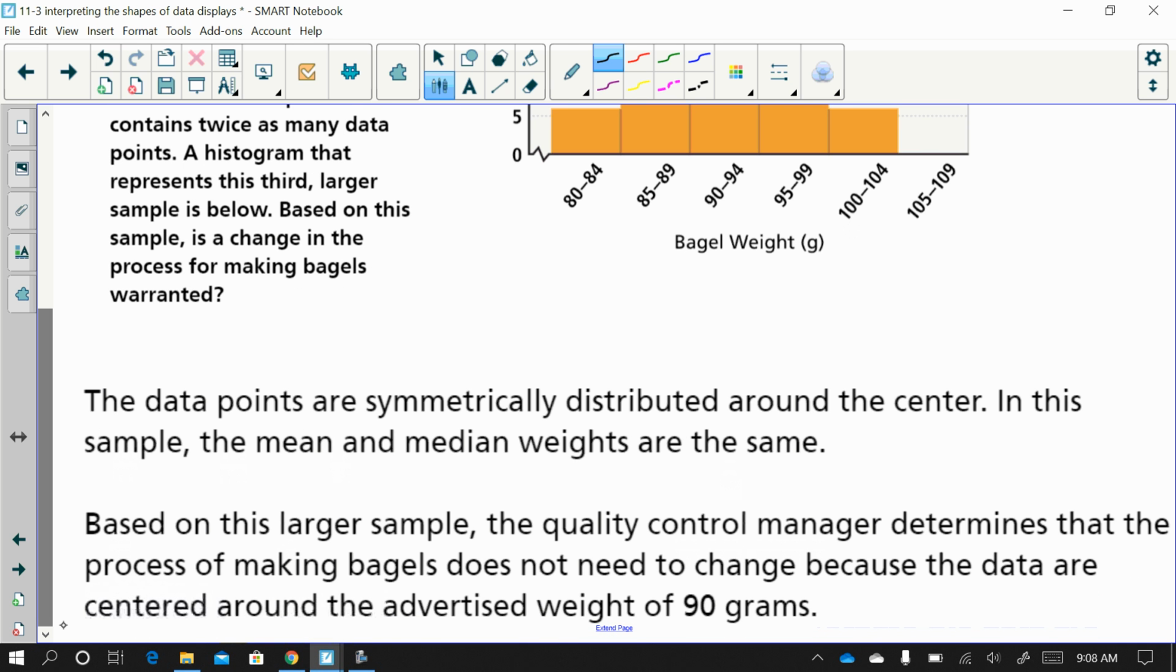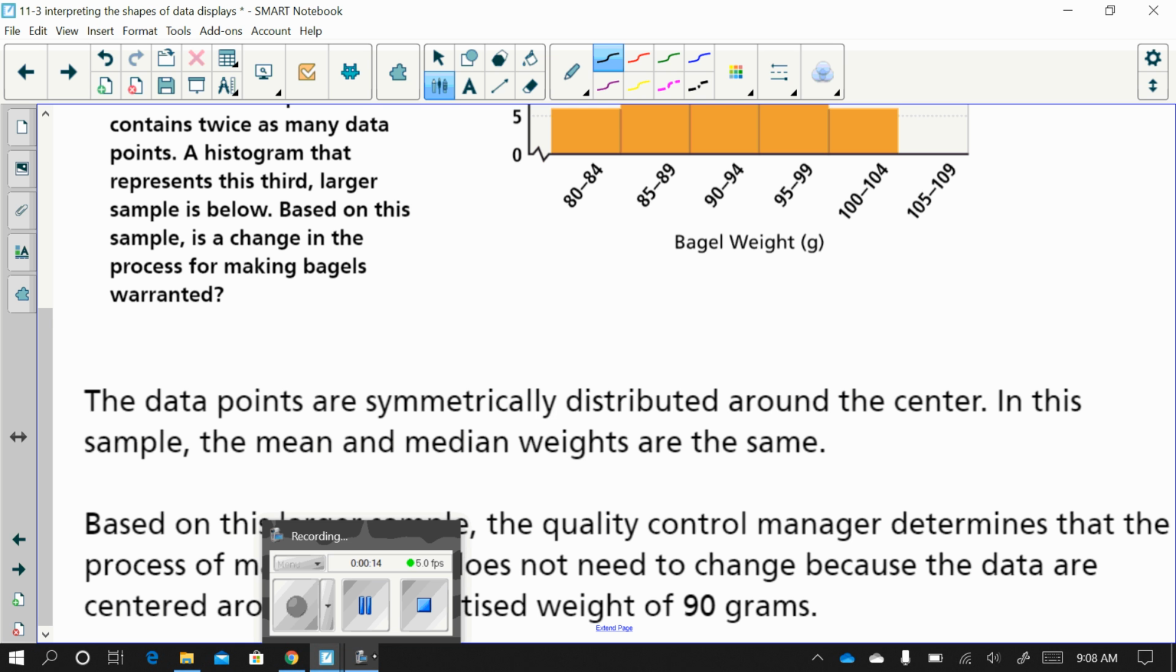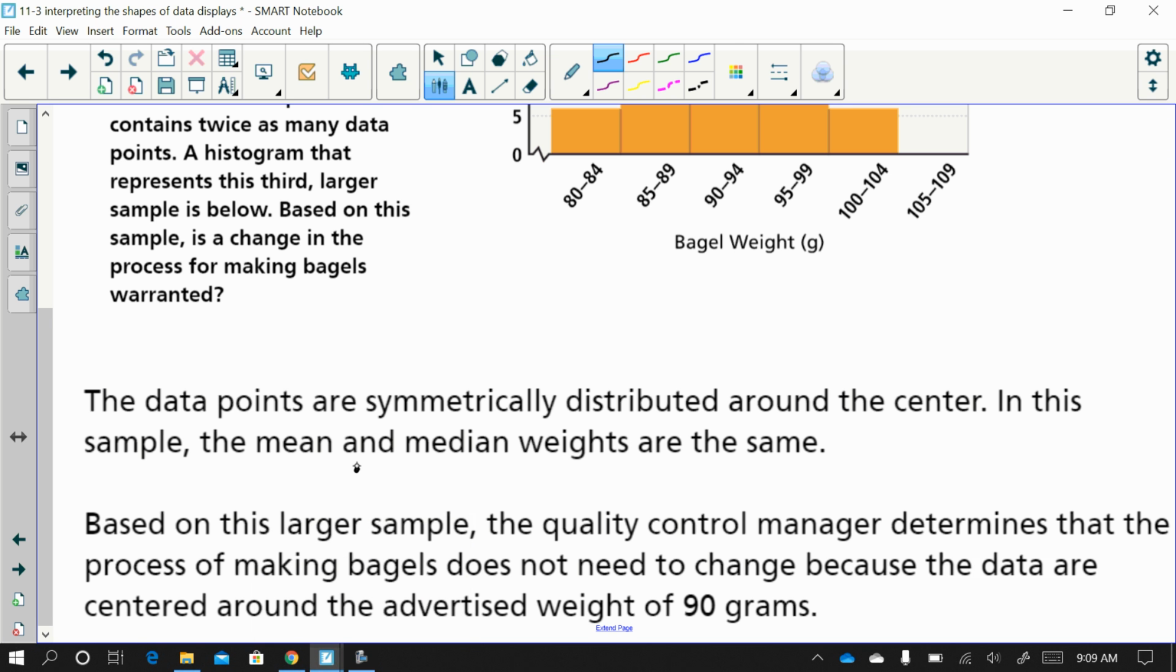So the data points are symmetrically distributed. In the sample, the mean and the median are the same. Based on this larger sample, the quality control manager determines that the process of making bagels does not need to change, because the data are centered around the advertised weight of 90 grams. So finally got the data I wanted. I can bring this back to my boss and say, nah, we don't need to make a change. Here's my data to prove it.